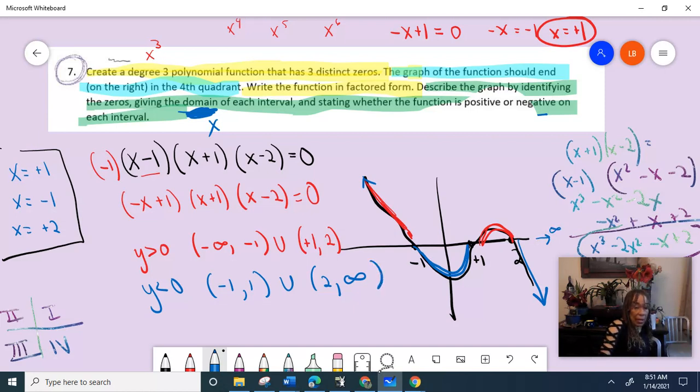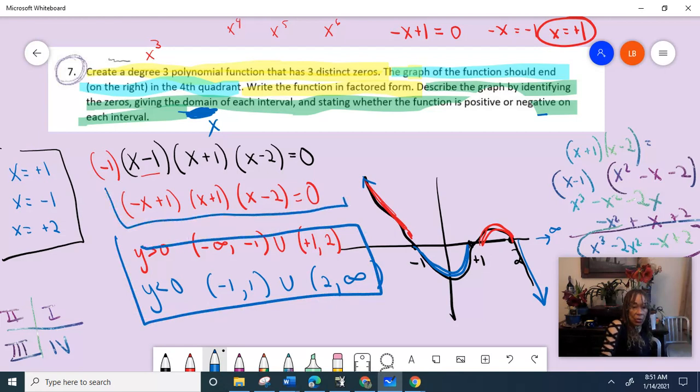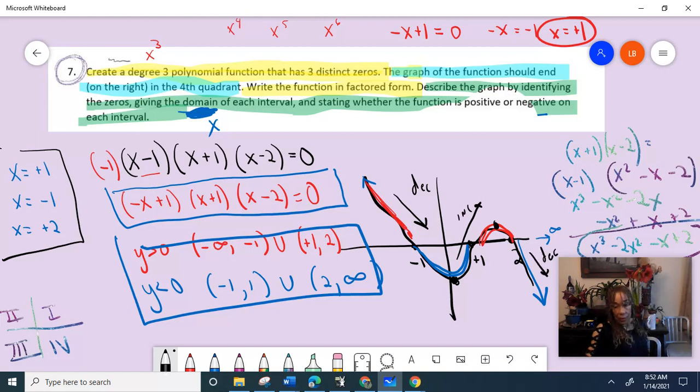So that should do it. That should be your last piece. The pieces that you need to answer your questions are: you created it, you wrote it in factored form, you defined it positive, negative, and just teaching moment, be aware that it's decreasing when it's going down and increasing when it's going up, and decreasing when it's going down. Okay, any other questions? Let me know.